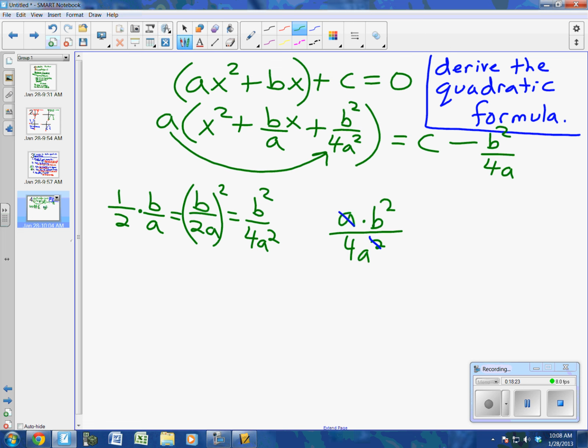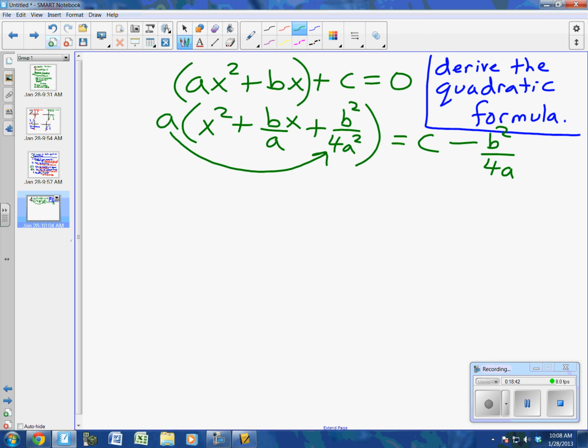Hold up. What's your question? A squared means a times a, right? And I have an a on the top. So one of those a's on the top cancels with one on the bottom. Got it? Okay, I'm going to erase this part down here now.